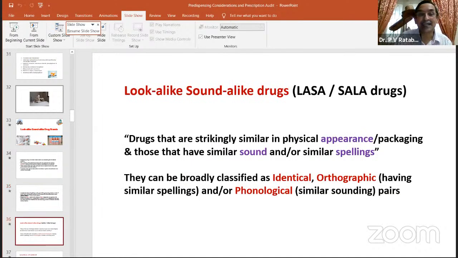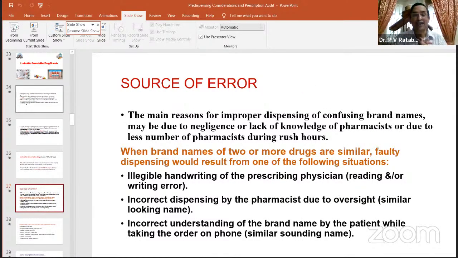So these look-alike, sound-alike drugs are strikingly similar in physical appearance or packaging, and they have similar sounds and or similar spellings. They can be orthographic, having similar spellings, or phonological, similar sounding. So what is the source of error? The main reasons for improper dispensing of confusing brand names may be negligence or lack of knowledge of pharmacists, or too few pharmacists during rush hours. So be careful during rush hours. This is the time when you commit most of the mistakes.